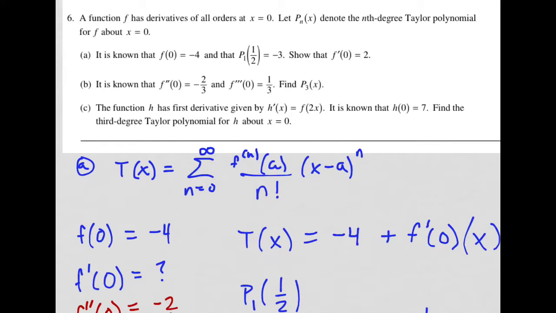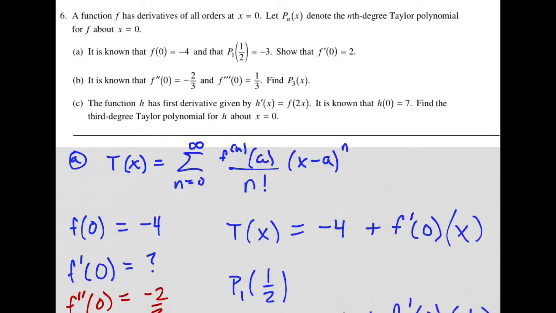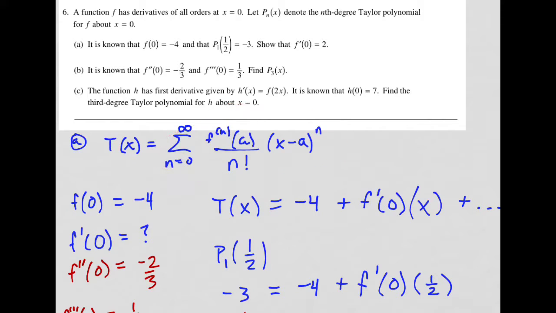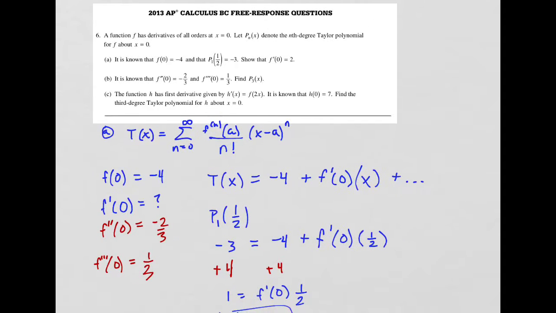Part C. The function h has first derivative given by h prime of x is f of 2x. Nice, very nice. It is known that h of 0 is 7. Find the third degree Taylor polynomial for h about x equals 0. So, again, I'm going to use that formula. This formula is very useful, huh?